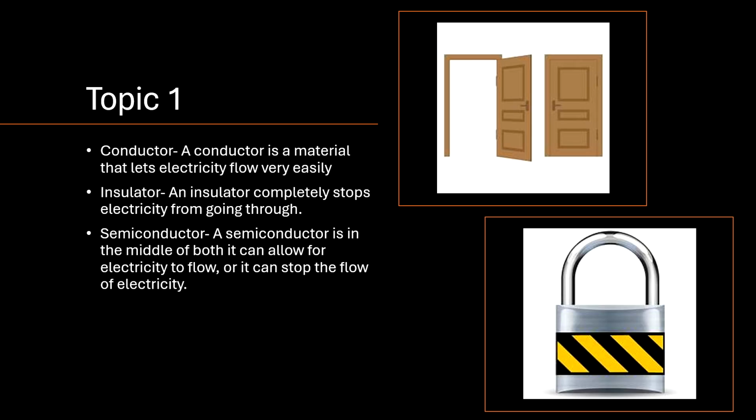So if we take a look at both of our pictures over here, we see that there's an open door and there's a closed door. Think of the open door as a conductor. When the door is open, you can walk in and out and flow very easily. There isn't anything getting in your way. The door's wide open. You don't even have to open the handle. It can flow easily. Anybody can come in and out.